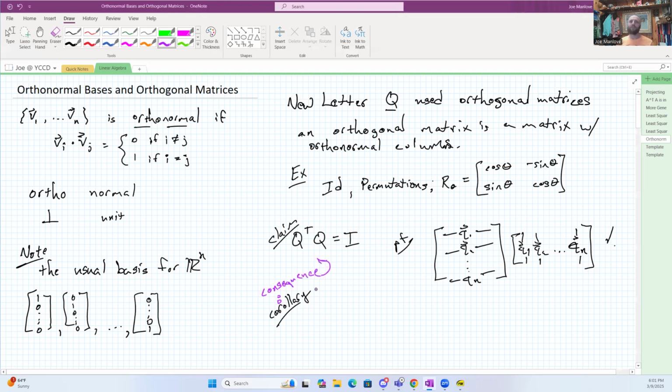Like a consequence of that, right? So a consequence of that is that if my Q matrix is square, then Q transpose is equal to Q inverse. That's kind of cool, right? So I know that with the identity matrix.